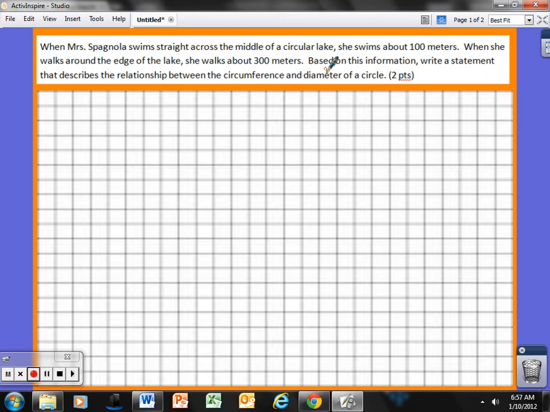Okay, let me go back to this and kind of understand this a little bit better. When Miss Spagnola swims across the middle of a circular lake. Okay, so I'm going to draw a circle here, or something that looks like a circle. So there's my circle. Now it says when Miss Spagnola swims straight across, she swims about, so that's an estimate, about 100 meters.